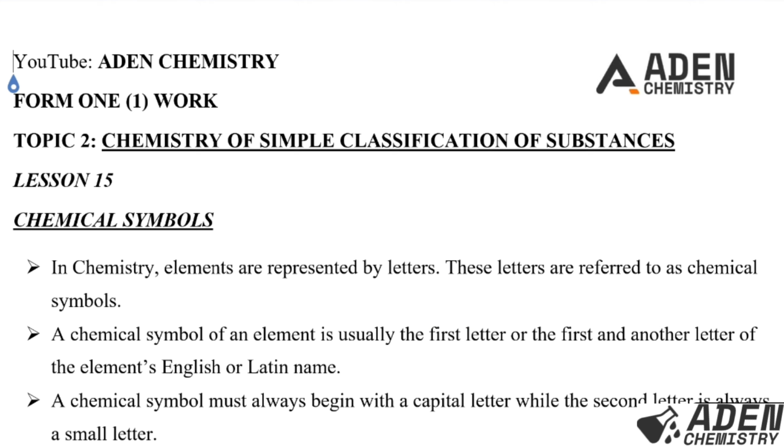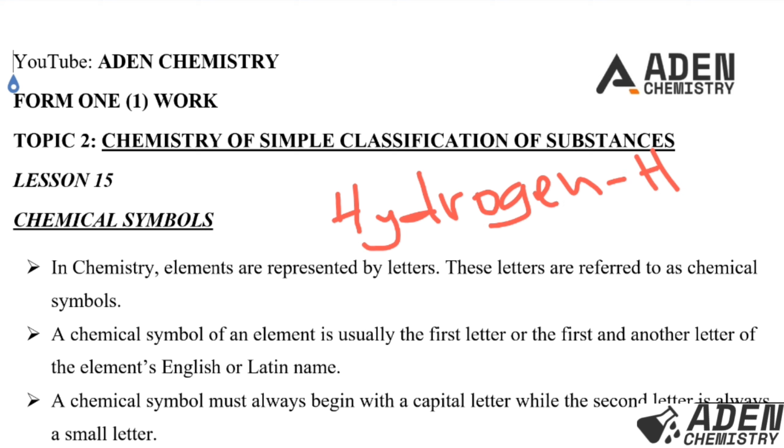I say next, a chemical symbol of an element is usually the first letter or the first and another letter of the element's English or Latin name. What we mean here, learners, is that we can find the chemical symbol of an element which is only the first letter. For example, hydrogen, its chemical symbol is H, capital letter. So when you see the word hydrogen, it starts with the first letter H. So the first letter is the chemical symbol for this element called hydrogen.